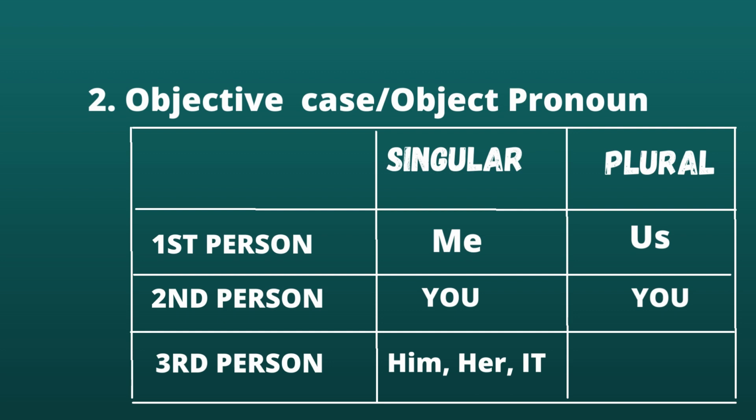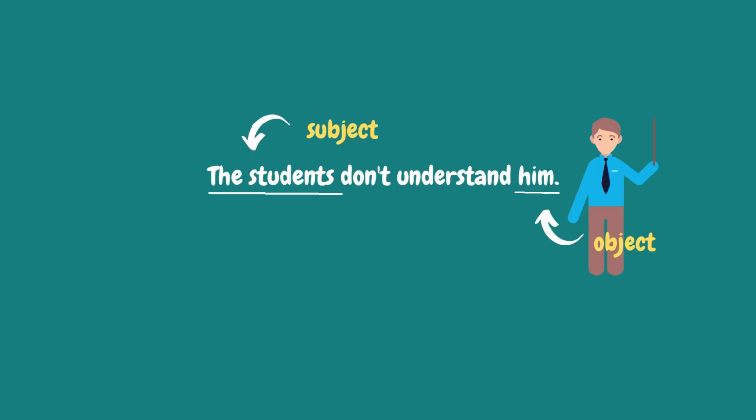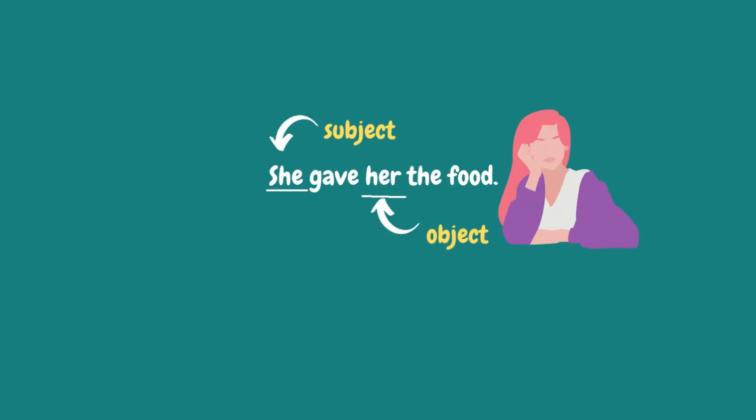Now let's move on to third person singular, and they are him, her, it. They could be determined by genders. Him is male singular, her is female singular, and it is used to replace no gender and usually for animals and objects. The students don't understand him. The students is the subject, and him here is the object, and obviously a male or a man.